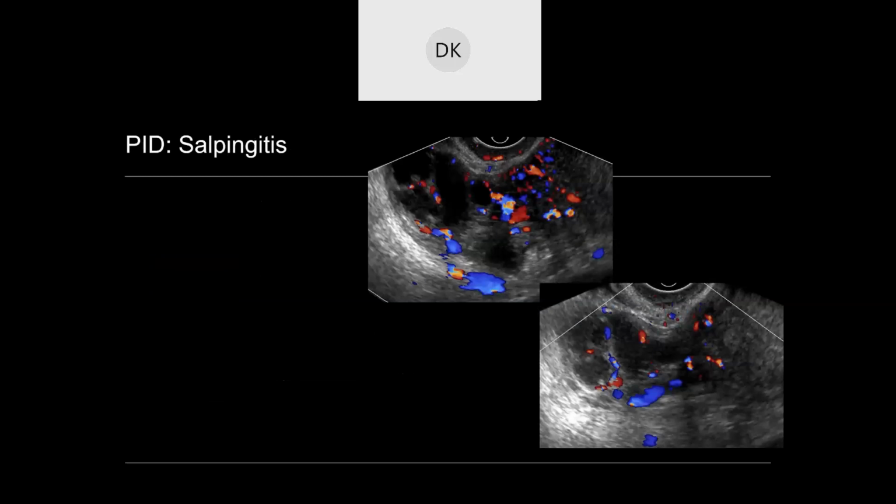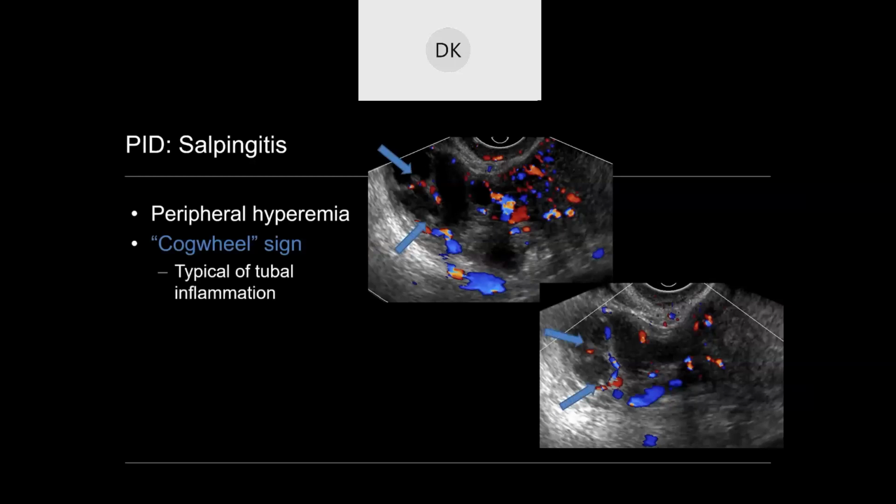Now, as that tubal inflammation progresses, the findings become more apparent. We'll start to see peripheral hyperemia throughout the tubal margins, as in this case. And a really helpful finding is the cogwheel sign, which you can see here as this little echogenic nubbin that we see at the tubal margin. This is typical for tubal inflammation, and what we're seeing is thickening of the longitudinal folds, giving you that little, almost mural nodule appearance, but it's small and they tend to be uniform.